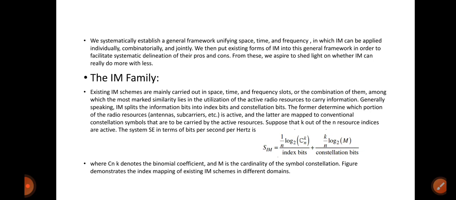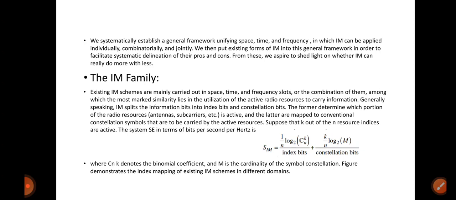The index modulation family. Existing index modulation schemes are mainly carried out in the space, time, and frequency slots, or a combination of them, among which the most marked similarity lies in the utilization of active radio resources to carry information. Generally speaking, IM splits the information bits into index bits and constellation bits. The former determine which portion of the radio resources, such as antennas, subcarriers, etc., is active, and the latter are mapped to conventional constellation symbols that are to be carried by active resources.